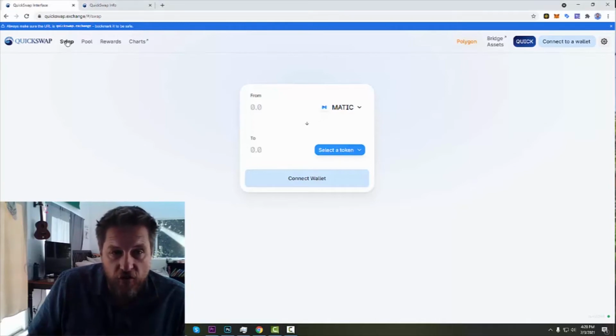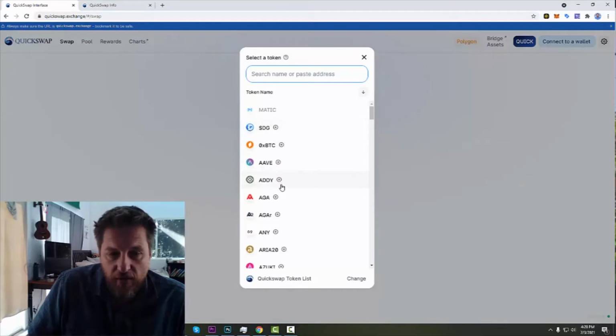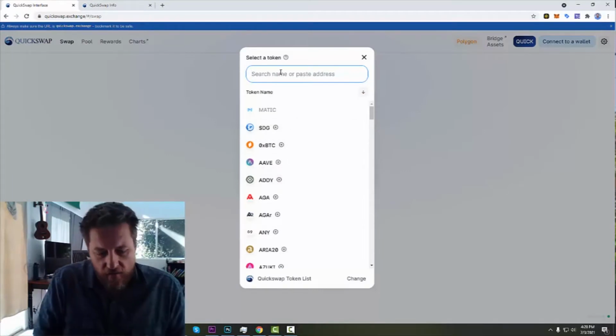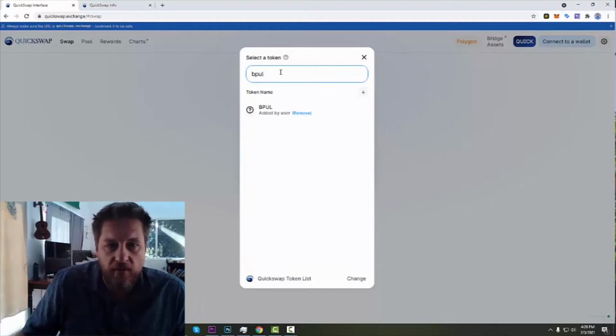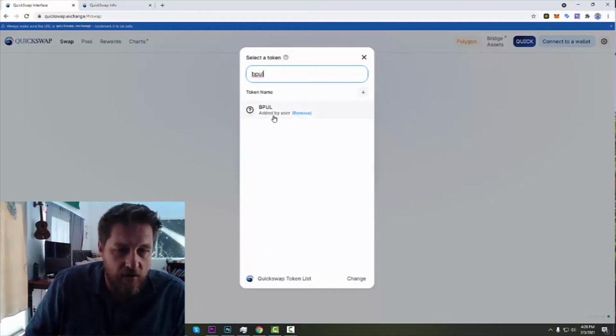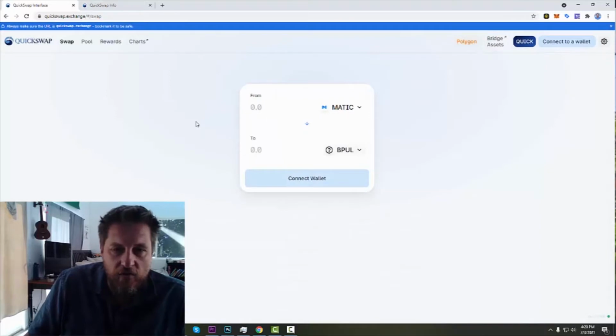If you go up here, you've got swap, which is what we're on. That's where you can select different tokens that you may want to swap into. If there's a token you're looking for that is not on the list, like I don't know if my Beta Pulsar is in here. I added it. See, it says added by user. That's because I added that one. You can always put a contract address in if you want to add a token.